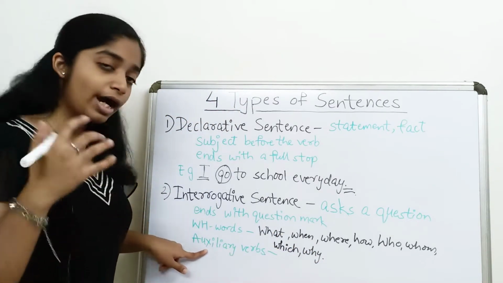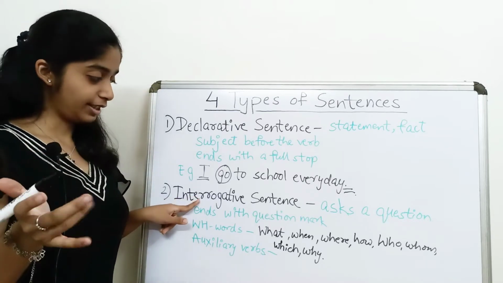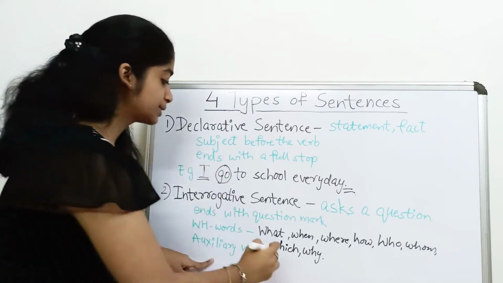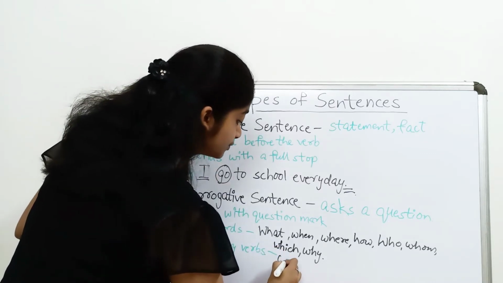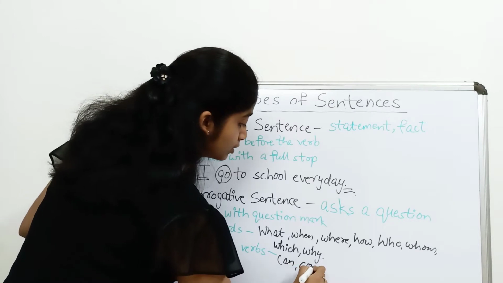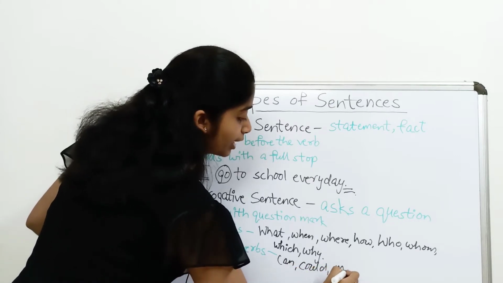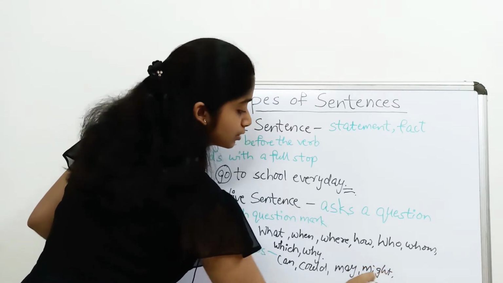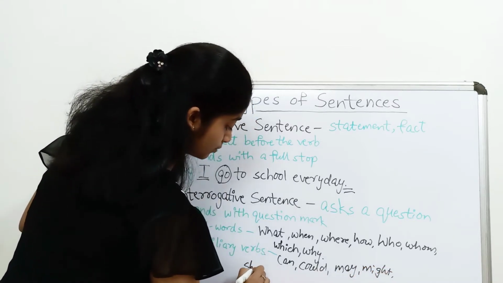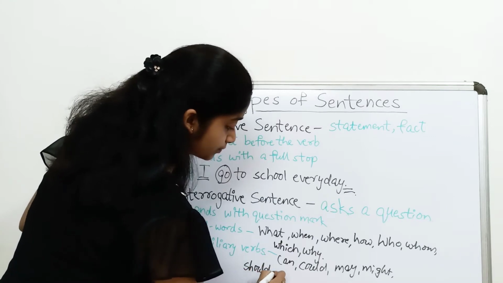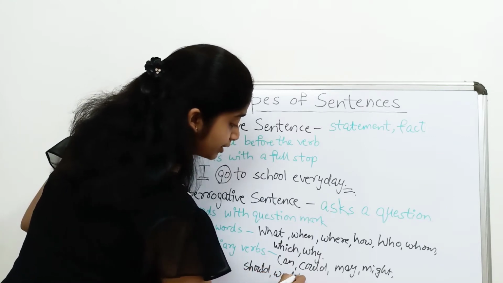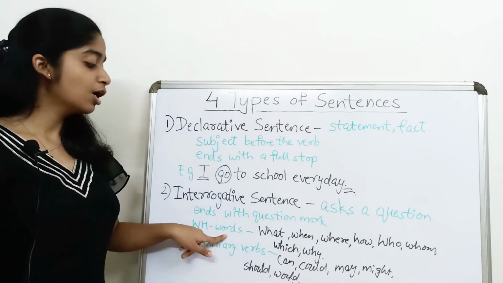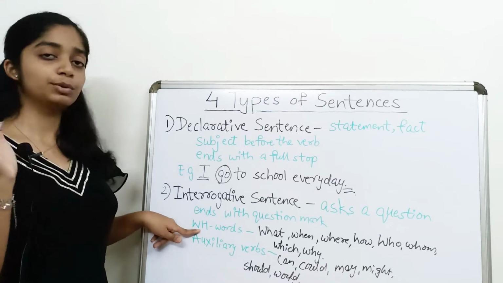Now, an interrogative sentence can also start with auxiliary verbs. What are auxiliary verbs? Auxiliary verbs are can, could, may, might, should, would, etc.